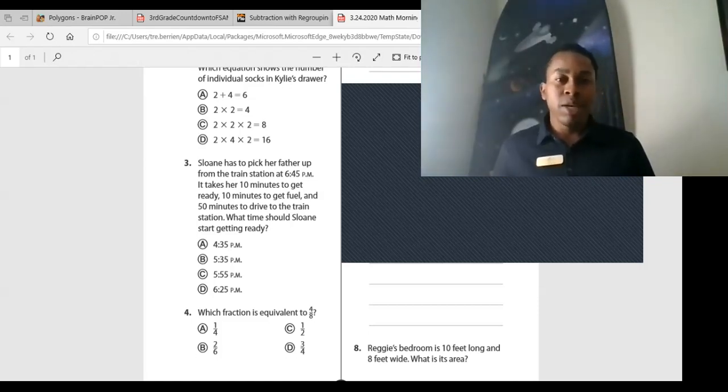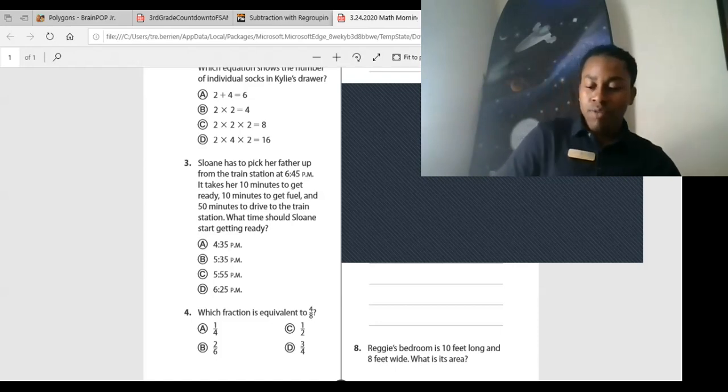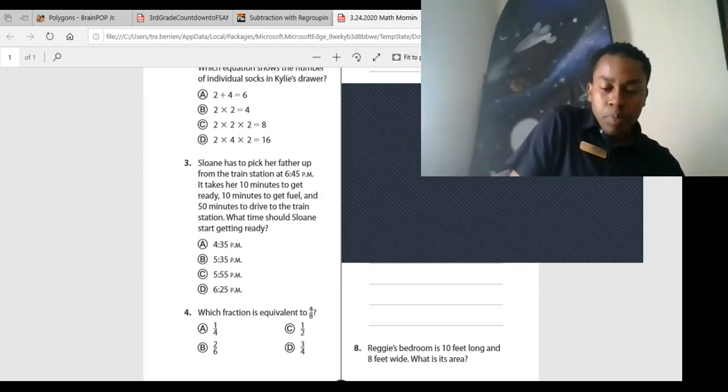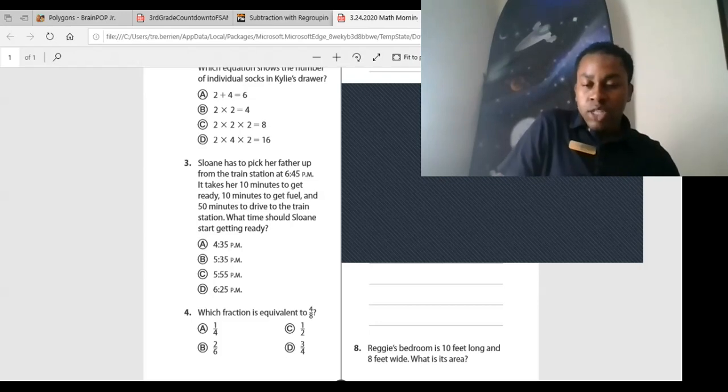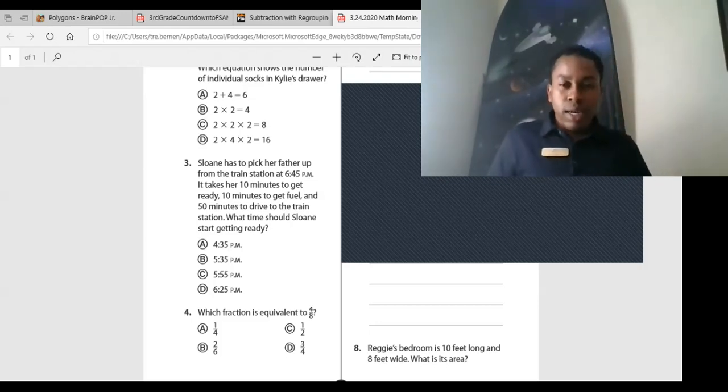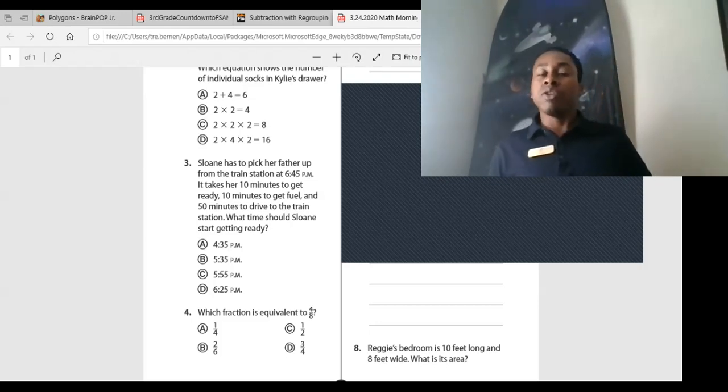Okay, it wouldn't be A because we wouldn't go back that far in time. Now, when we subtract 6:25 minus 50 minutes, we should have gotten B, 5:35 p.m. Okay, that's how you solve that. You just keep going back, right? Now the next question, which fraction is equivalent to 4/8?